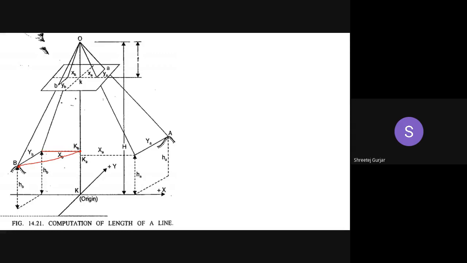This triangle is a right angle triangle. You can easily apply the Pythagoras theorem here. This angle is 90 degrees. So you can apply the Pythagoras theorem and get this hypotenuse length. I will write it. It will be the square root of xb squared plus yb squared. This distance, I have written as K to KB.